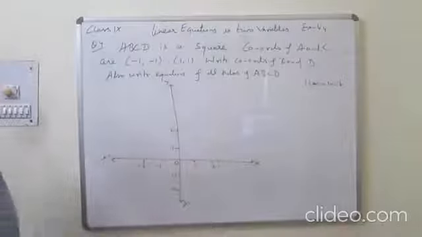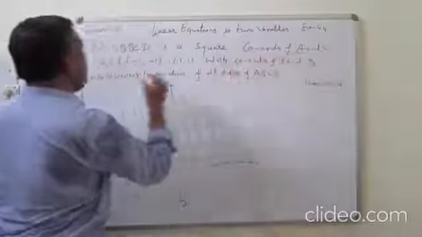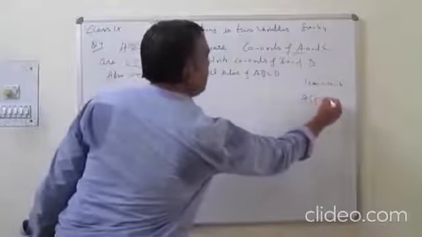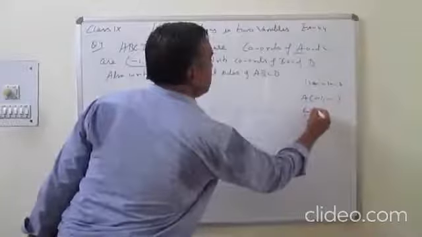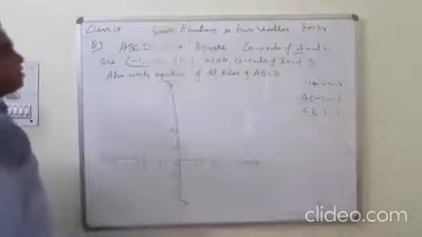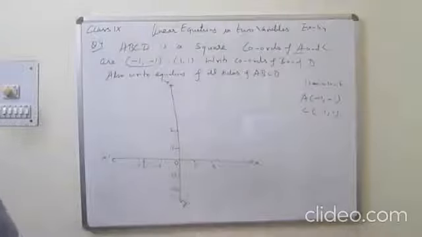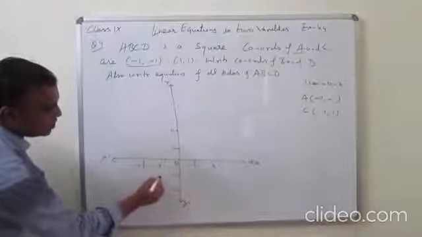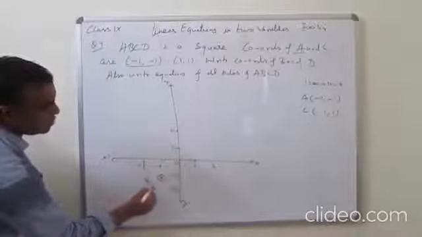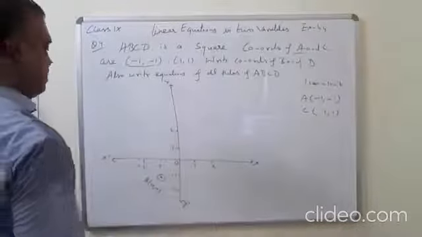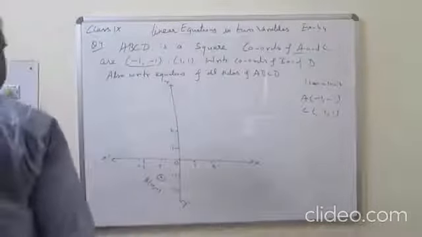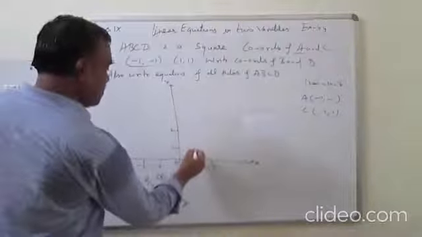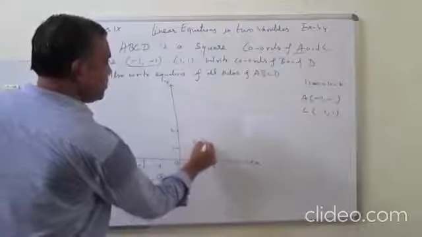Now see here, what is the first point? What is A? A is given to you -1, -1. C is given to you 1, 1. So A is -1, -1. It comes in third quadrant. This is A. And 1, 1 is in the first quadrant. See, here it is 1, 1. That is point C, 1, 1.